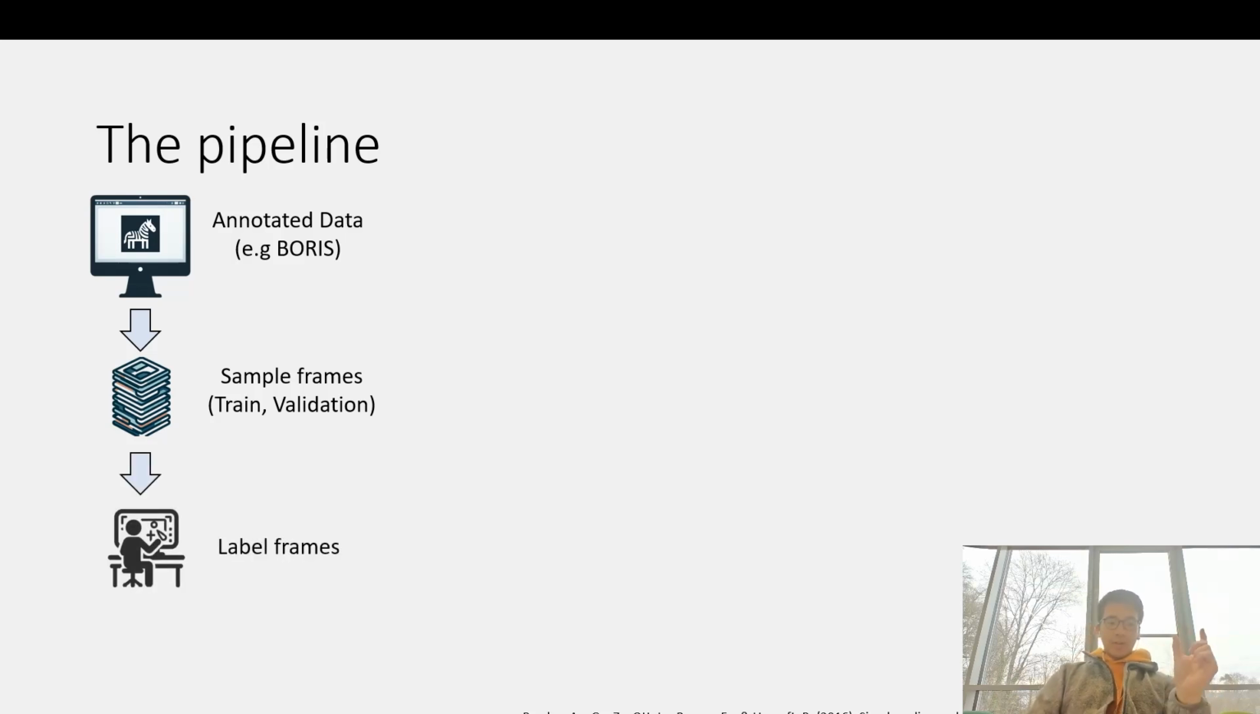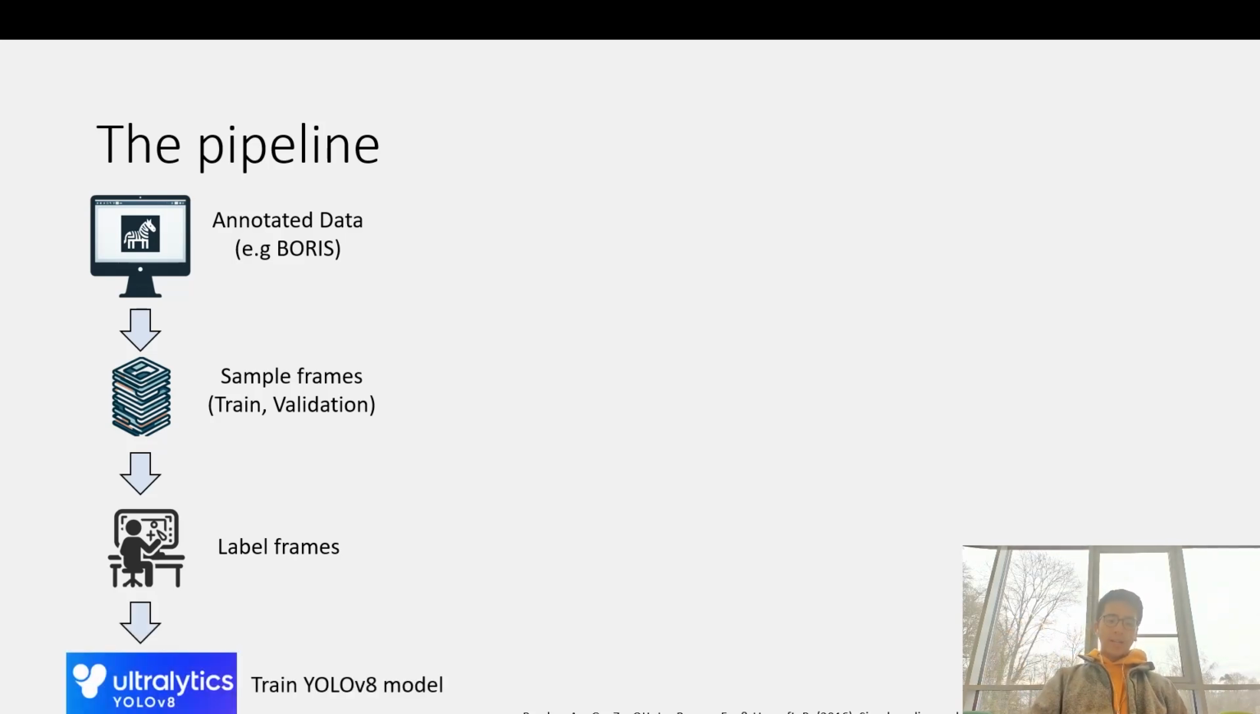And then once these frames are extracted, you'll need to label them. What that means is just drawing a box around the behavior. So for example, for the Siberian jay eating, I had to draw a bunch of boxes around the beak and the fat together. And then we can train the model using this package called Ultralytics.